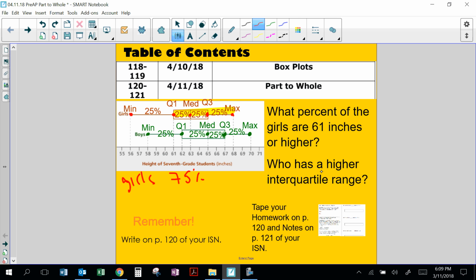Who has a higher interquartile range? For girls, again, the interquartile range is the range from quartile 1 to quartile 3. It goes from 61 to 65. How far is it from 61 to 65? That's 4 inches. Well, for boys, who has a higher interquartile range? It goes from 62 to 67, or 5 inches. So boys have a higher interquartile range.